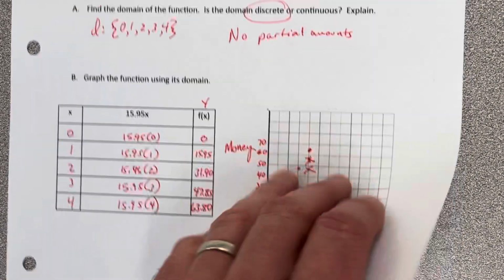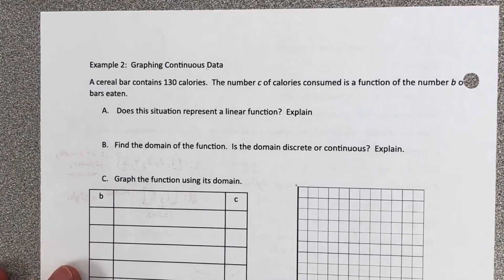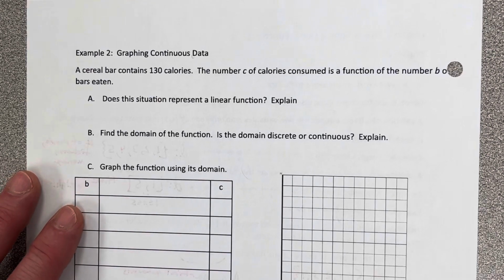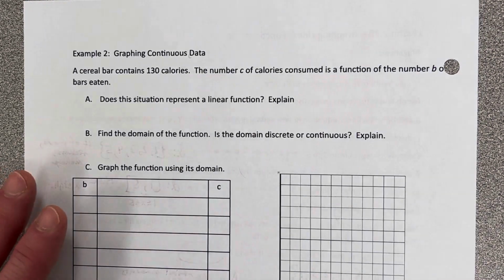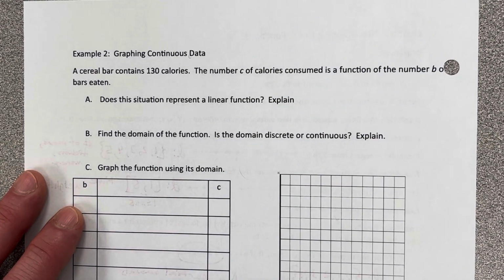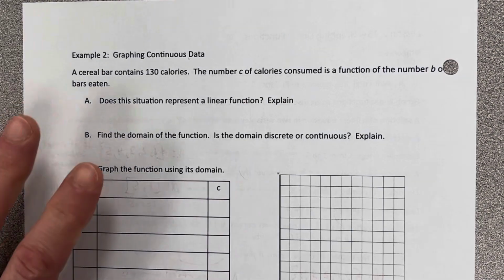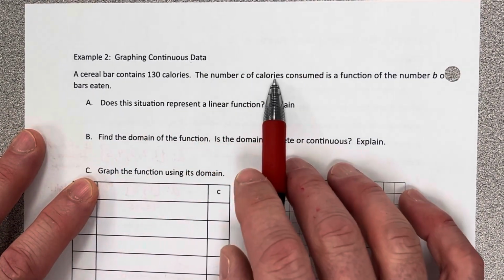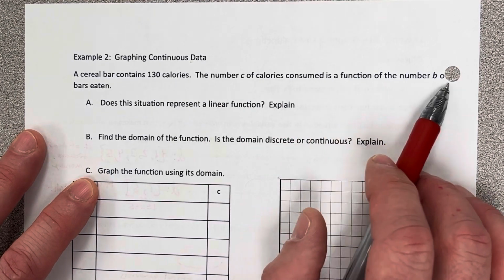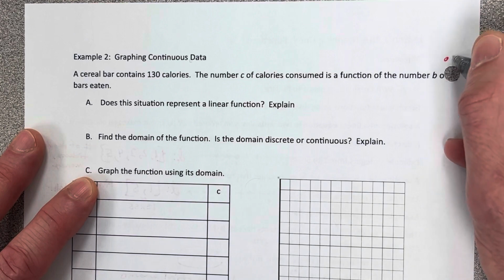Okay, now let's flip it over and look at an example of continuous data. And when I first read this problem, I was like, this is not continuous, this is discrete. But then I realized, oh, I could eat half a bar. So anyway, that's the difference here. So a cereal bar contains 130 calories. The number C of calories consumed is a function of the number B of bars eaten.